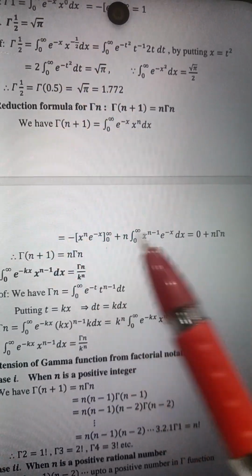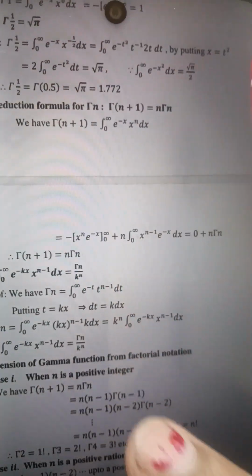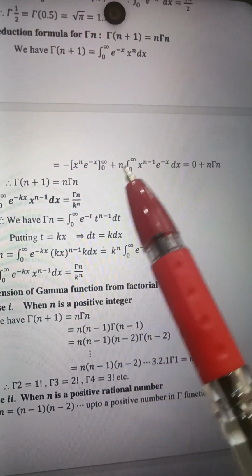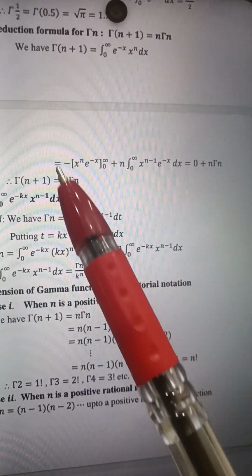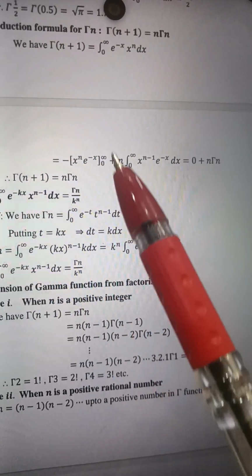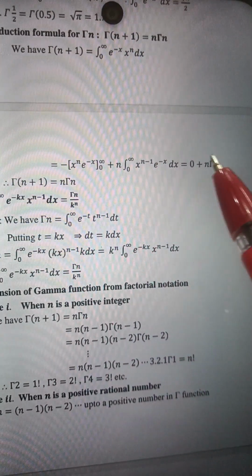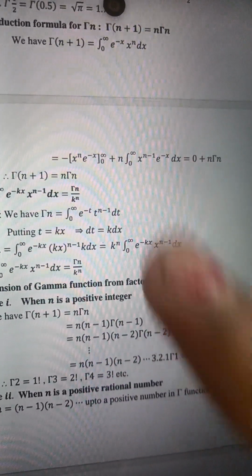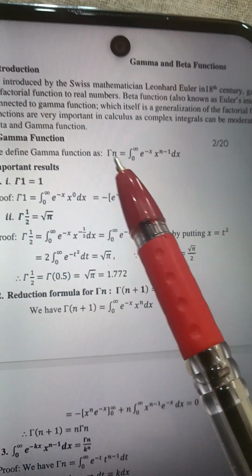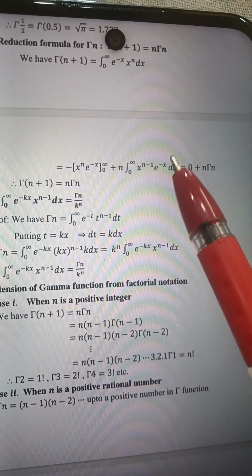This is basic maths only, 11th 12th class maths we have used here. So this term will be 0. This term will be 0. If we are putting 0 and infinity, we will get 0 and we will get this. So n as it is, and this expression as we have studied earlier, this is factorial n. So in place of this we can write factorial n.